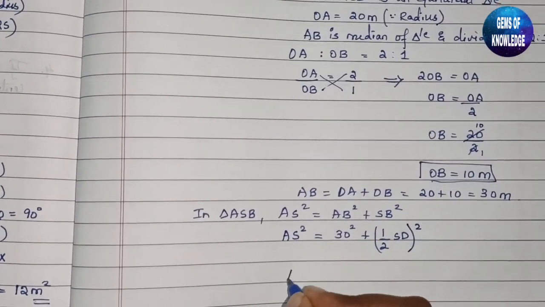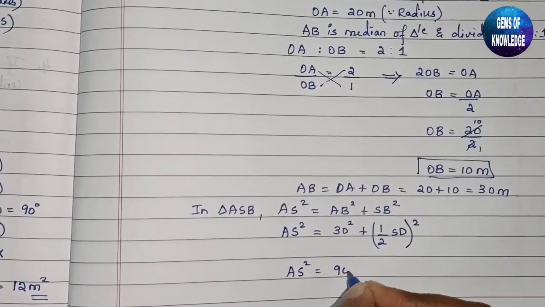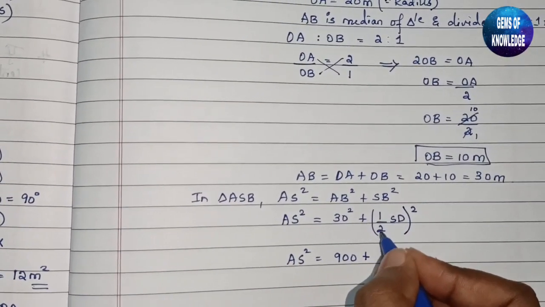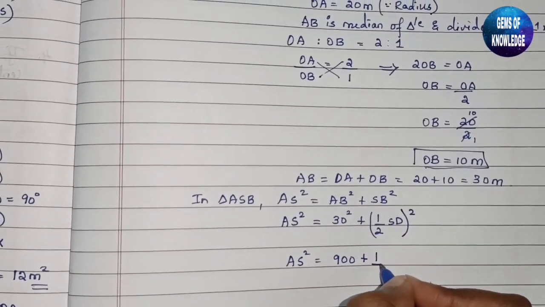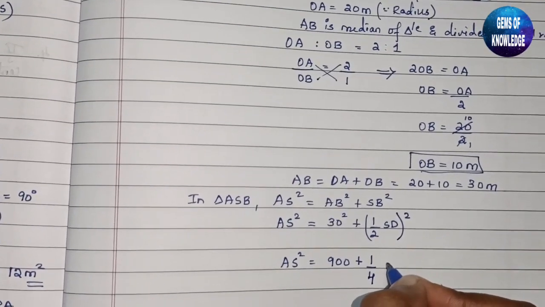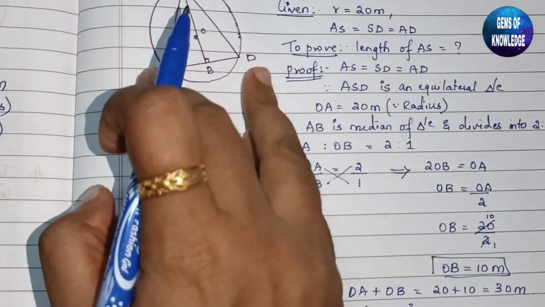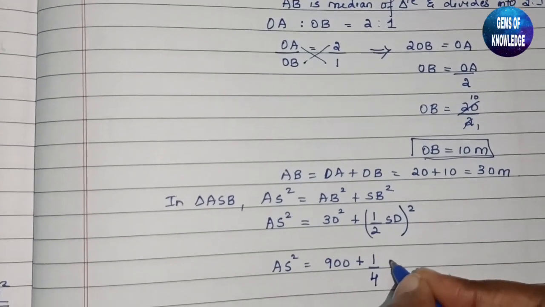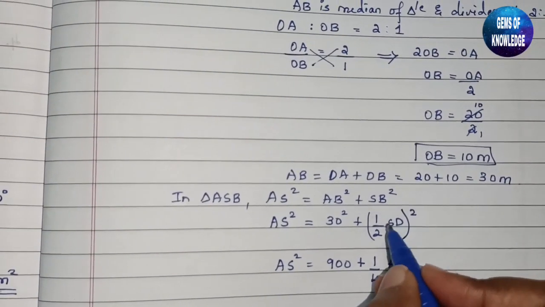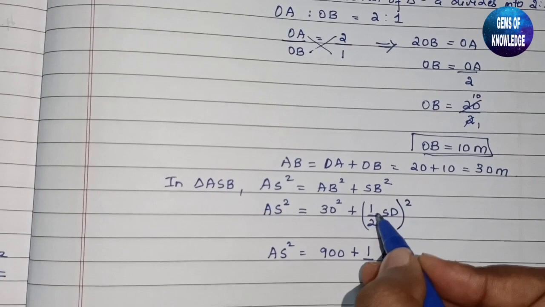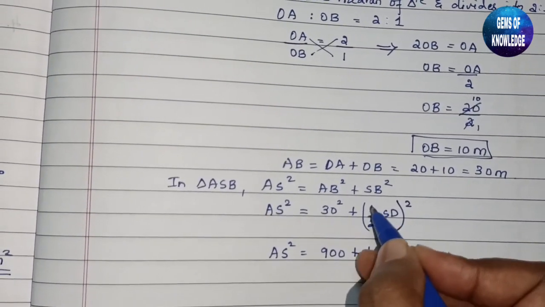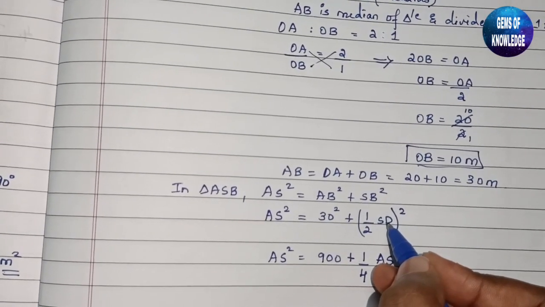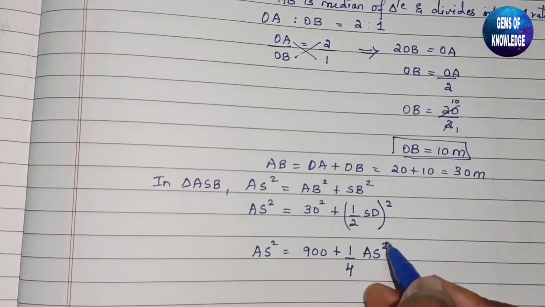So AS square is equal to 30 square, which is 900, plus 1 by 2 square, which becomes 1 by 4. And in place of SD square, can we write AS square because both are equal? So we will write here AS square. Separately I have squared here, half square into SD square, half is 1 by 4, and in place of SD square I have written AS square since both are equal.